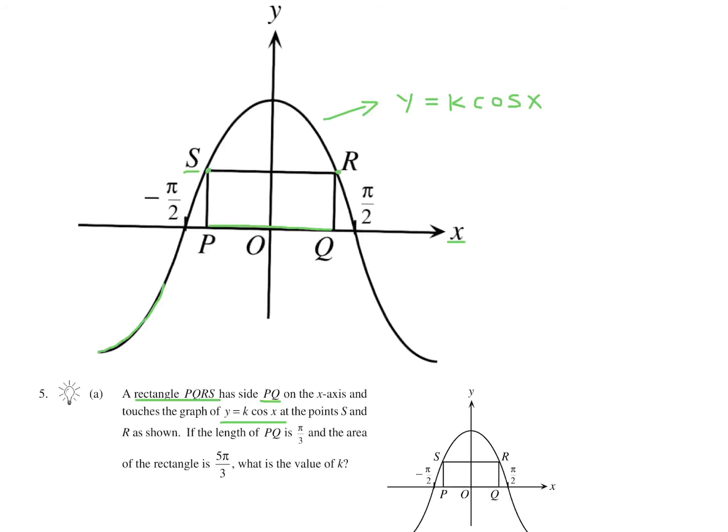Now what else did it tell us? That PQ is pi over 3. So from here to here is pi over 3. Now, by the symmetry of this graph, if P to Q is pi over 3, that means from the origin to Q, this distance right here, must be half of that, which is pi over 6. And therefore this point Q is (pi over 6, 0).